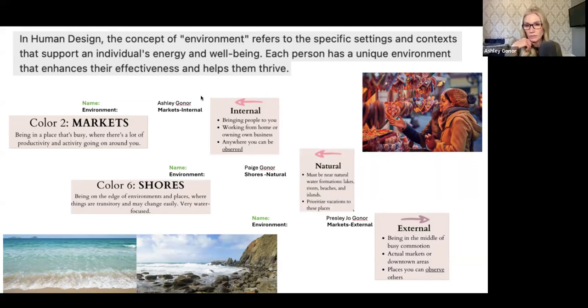Now, with you, it would be considered internal. That means you bring people to you. So what you're actually doing is deciding who comes to you and who you interact with.